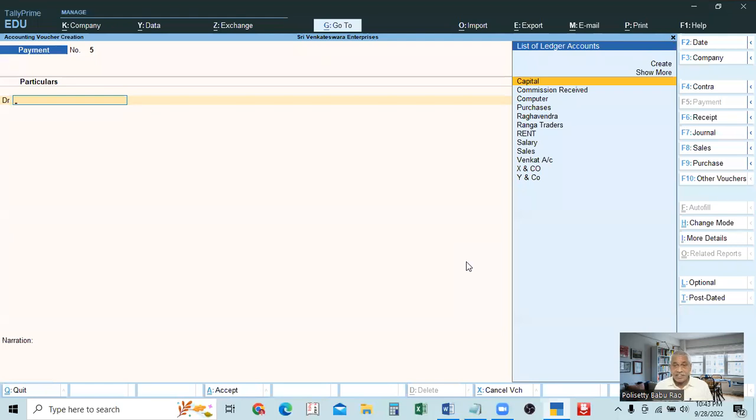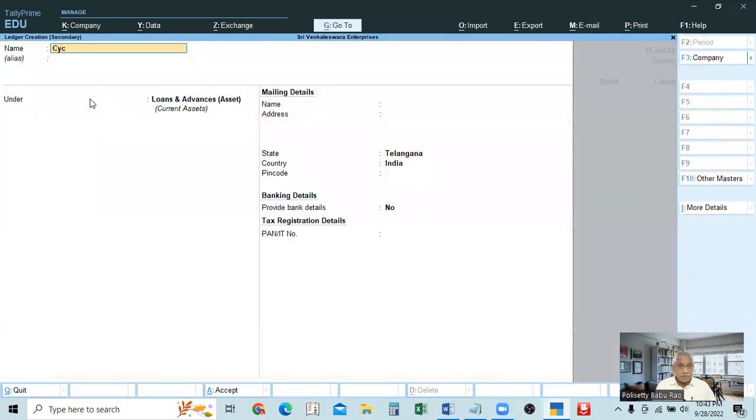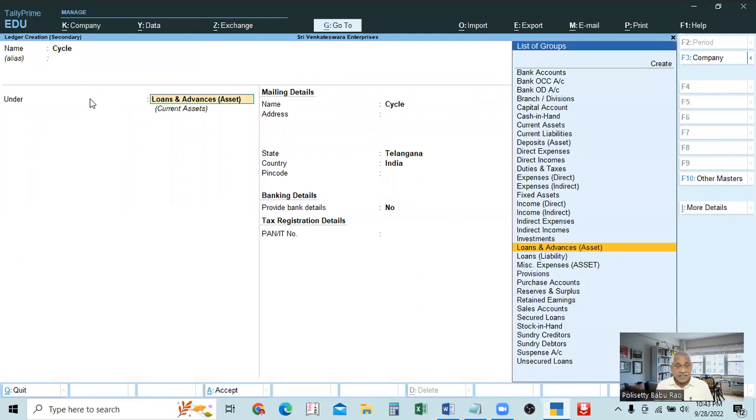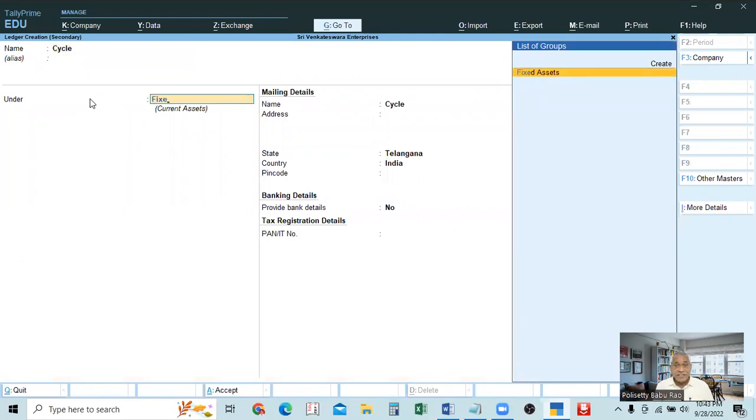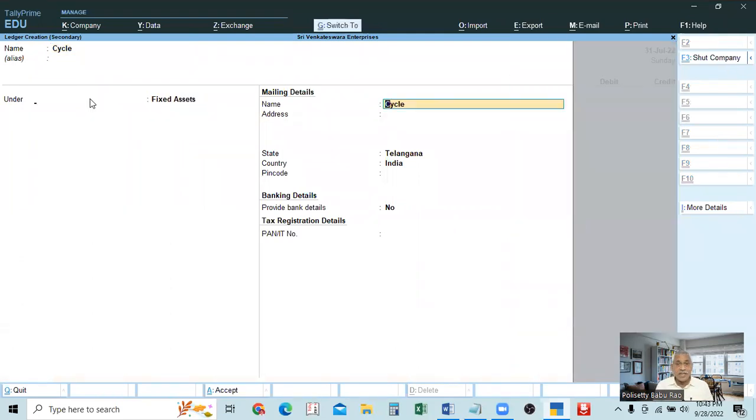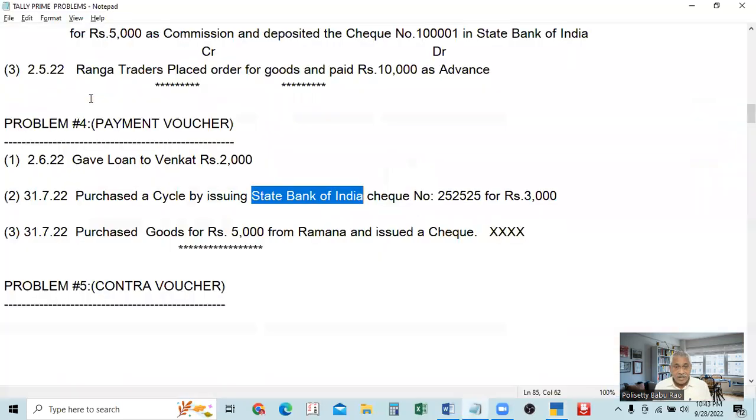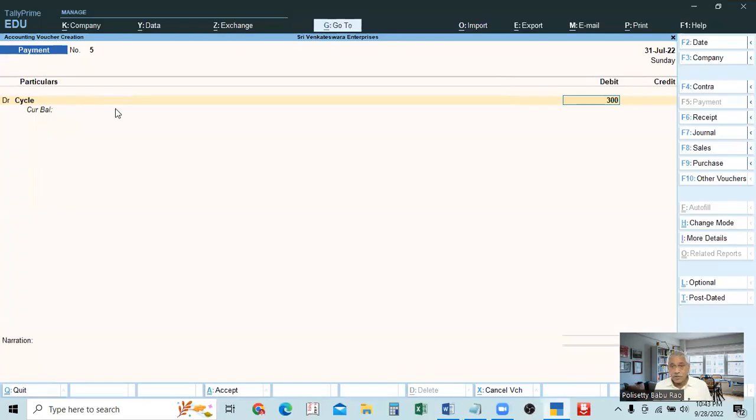We have to write it. See here, if the Venkat account was not there, we created the Venkat account. Now, is the cycle account there or not? See, it is not there, so this also we have to create. How? Alt C, cycle account. It is called fixed asset. Okay, so we have created cycle, and how much did you purchase it for? 3,000 rupees. Okay, 3,000 credit.